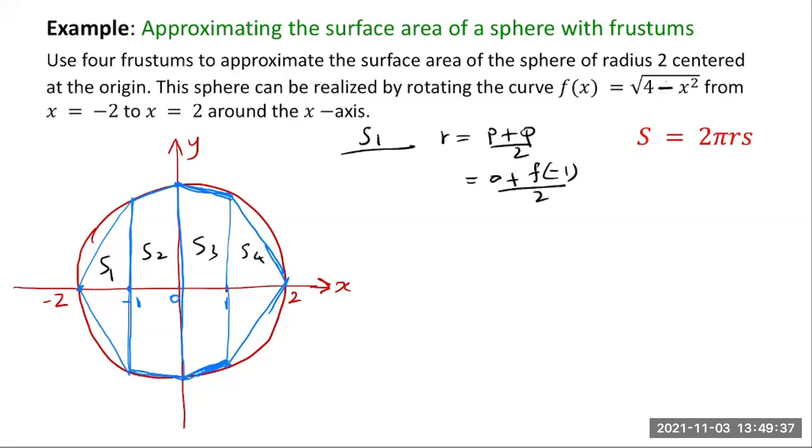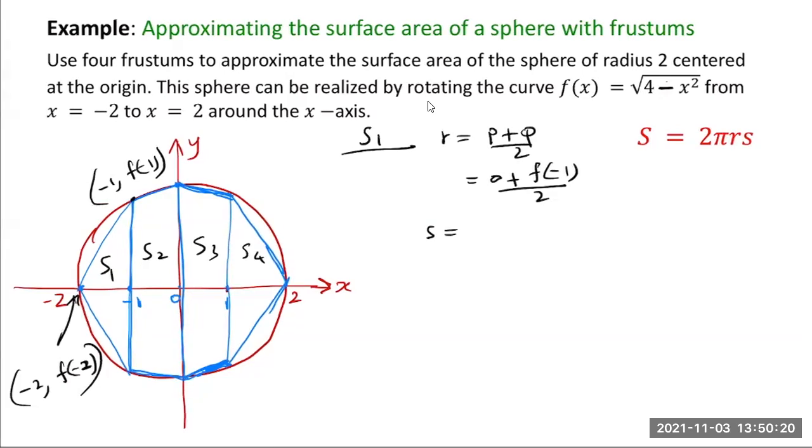And then what is the value of S? How do I find the value of S? Value of S is the slant length. You can find this slant length by finding the distance between these 2 points. This point is -2, 0. This point is -1, f of -1. Let me write it here. This is -2, f of -2. Of course, you know that f of -2 is 0, but let me just write that. This is f of -1. So I can find that length.